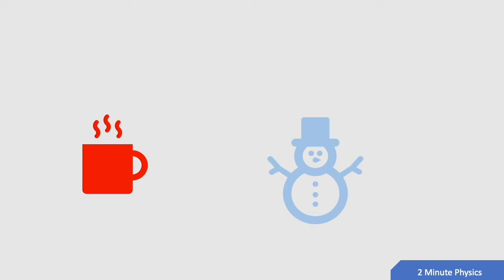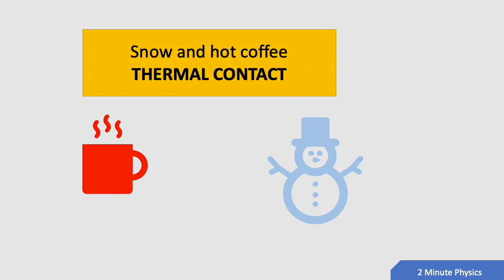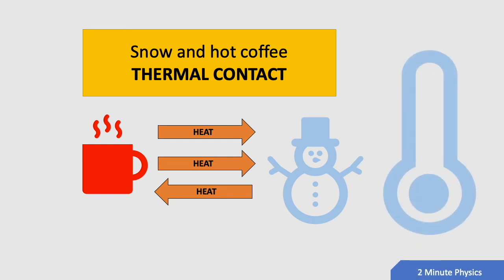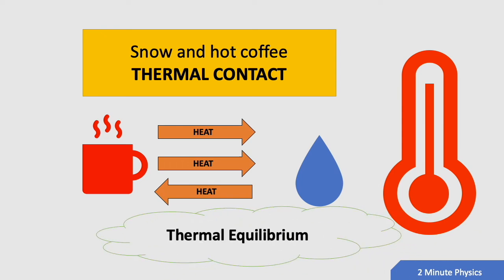Now we will come back to the snowman and the coffee. When the coffee is poured onto the poor little snowman, they come into thermal contact. More heat is transferred from the coffee to the snowman than the reverse. The temperature of the snowman rises until it is warm enough to melt into a puddle of water. At this point, the coffee and the snowman are at thermal equilibrium at the same temperature. Might as well say iced coffee.